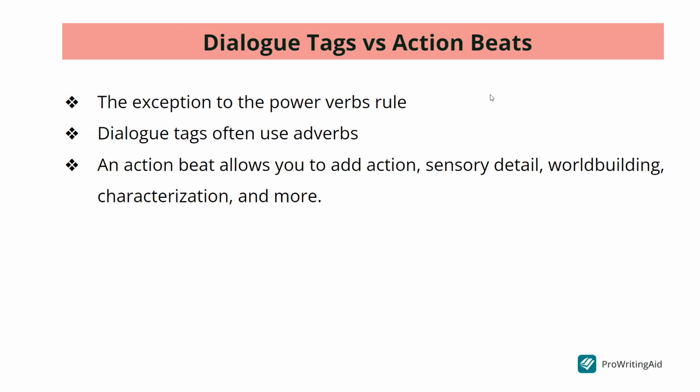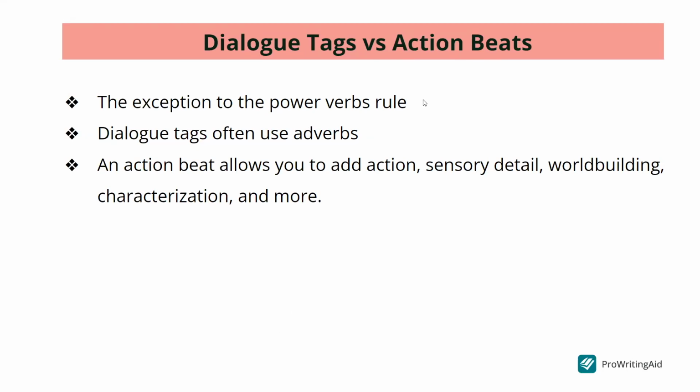Now let's talk about dialogue tags versus action beats. Dialogue tags are the exception to the power verbs rule. In general, you don't want to use special words for said or asked, because said and asked become invisible to the reader. But we often fall into this trap of using adverbs with our dialogue tags, and we don't want to do that either, because it's not really adding anything to our story.